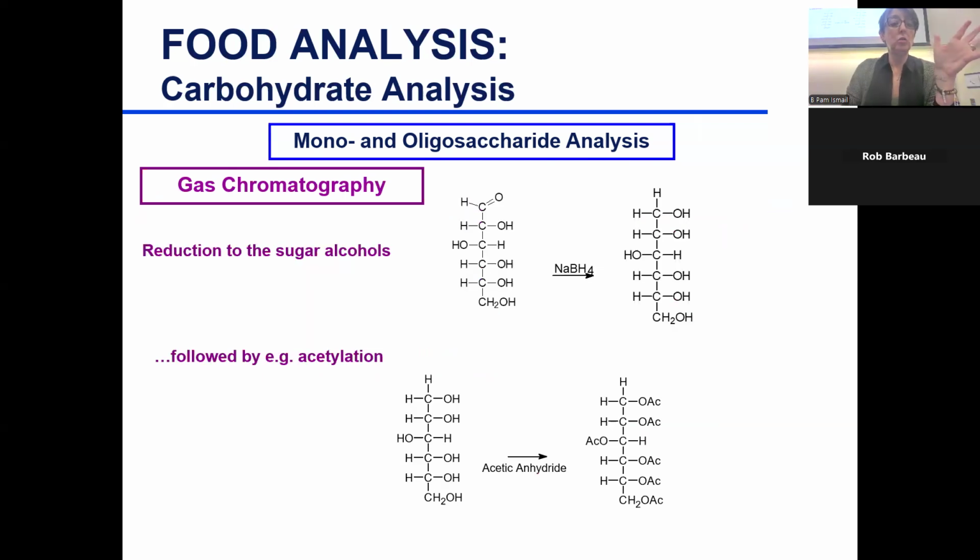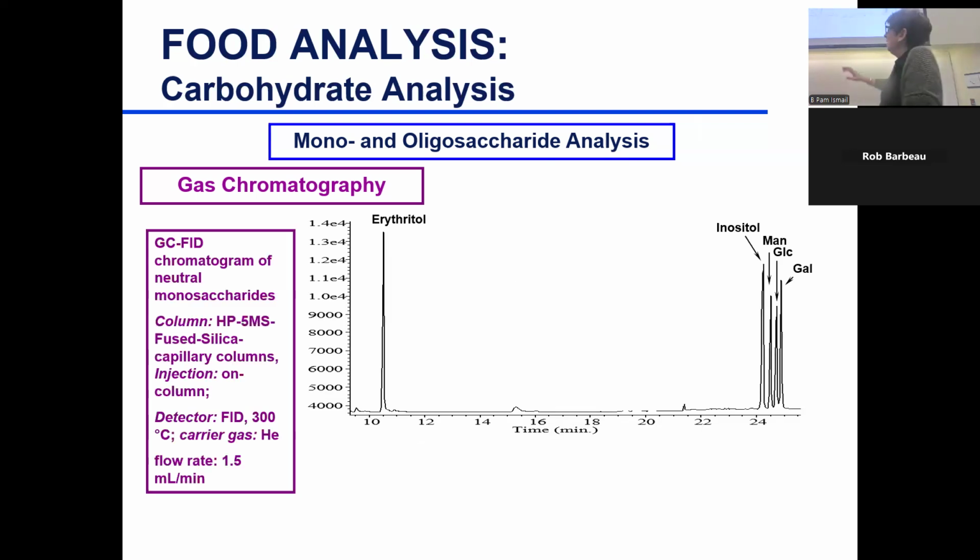So first, they reduce the sugar to sugar alcohol, and then they apply the derivatization. Now, in this case, acetylation. So now we have a compound that can be volatile and thermally stable, and then we can apply GC. A very commonly used detector is FID, and this is, FYI, the type of column used. And you can use internal standards. Here in this case, inositol is your internal standard.